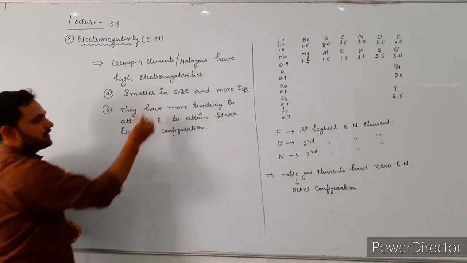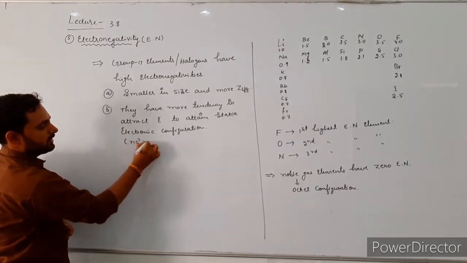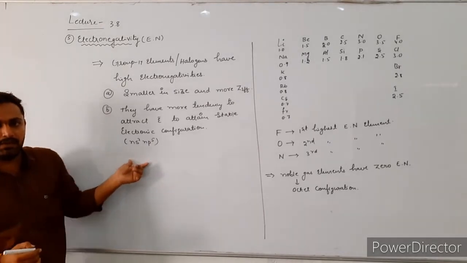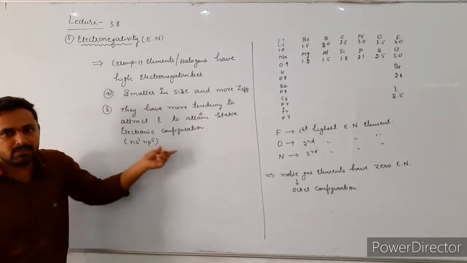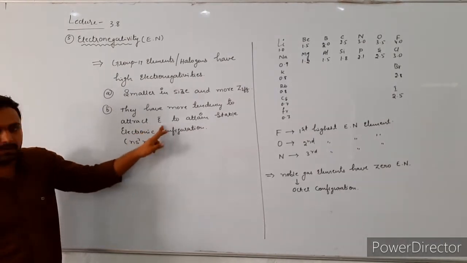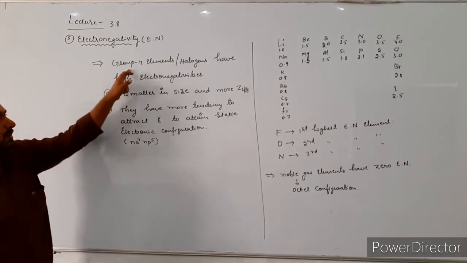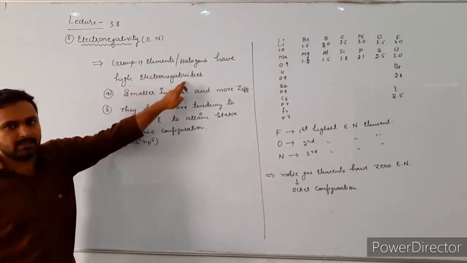Right, because the general valence shell electronic configuration is ns2 np5. By gaining one electron, the electronic configuration becomes stable. That's why they have more tendency to attract electrons. This is the second reason. That's why the group 17 elements or halogens have high electronegativities.